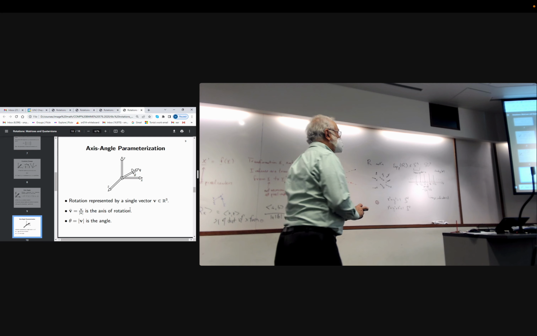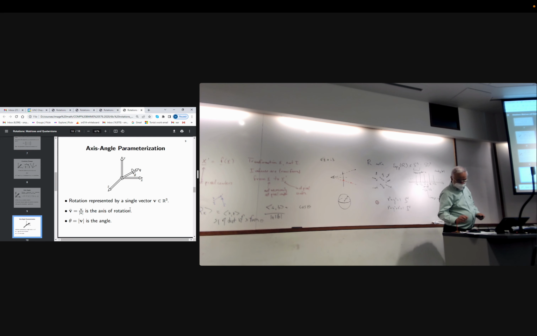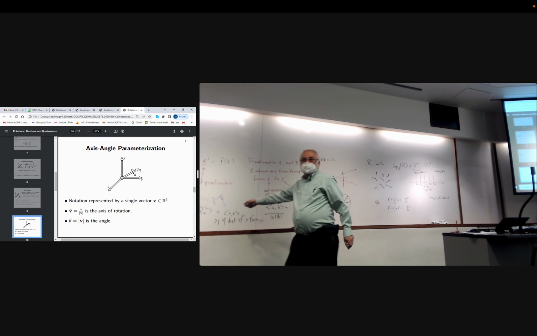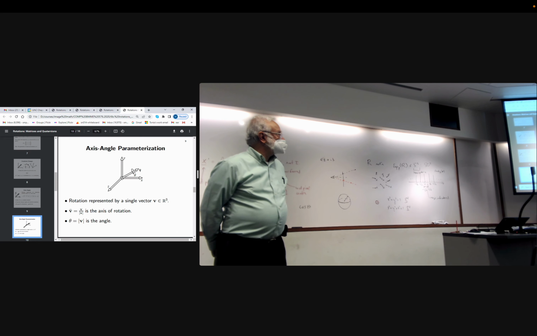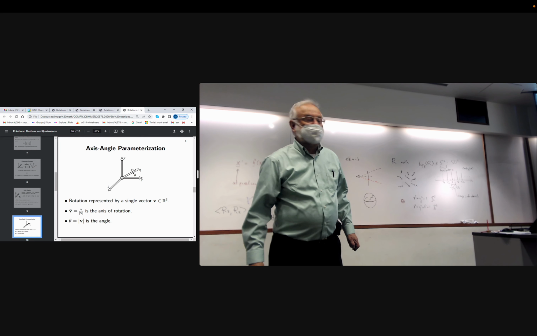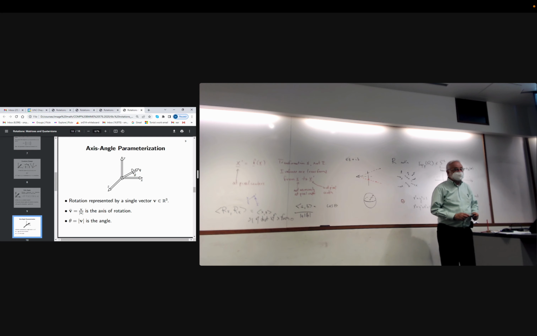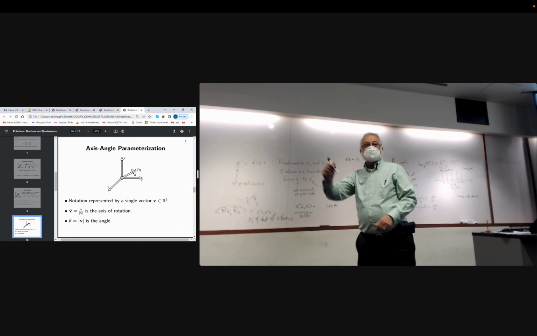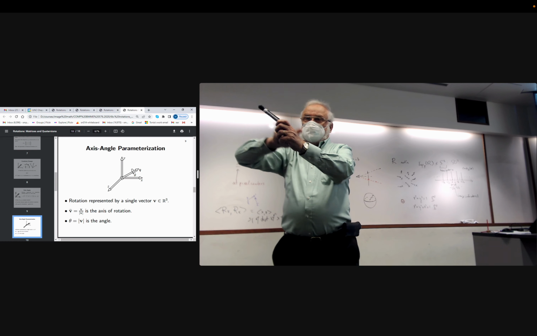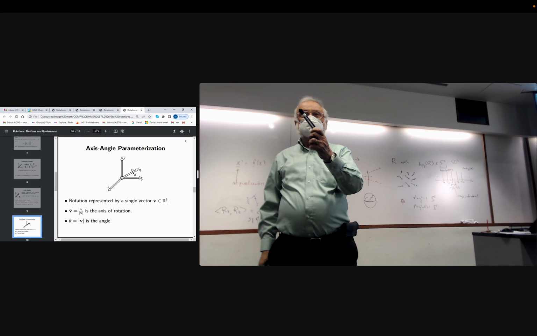And so we can think about an axis, which is a unit vector. So we take a vector in that direction and divide it by its magnitude, which is the square root of the dot product with itself. And we're going to let the size of the vector be the angle of rotation. So you give me a vector. Its direction is going to give you the axis, and its length is going to give you its rotation.